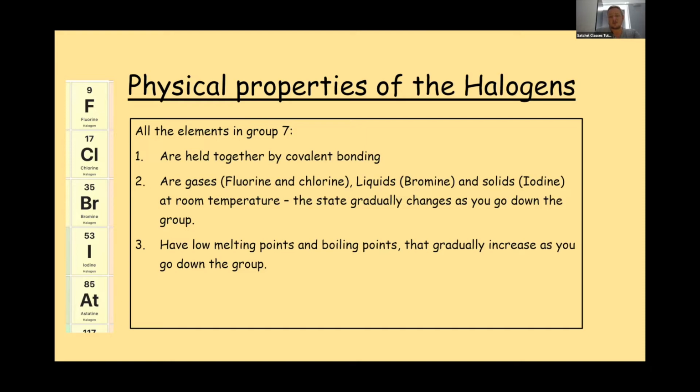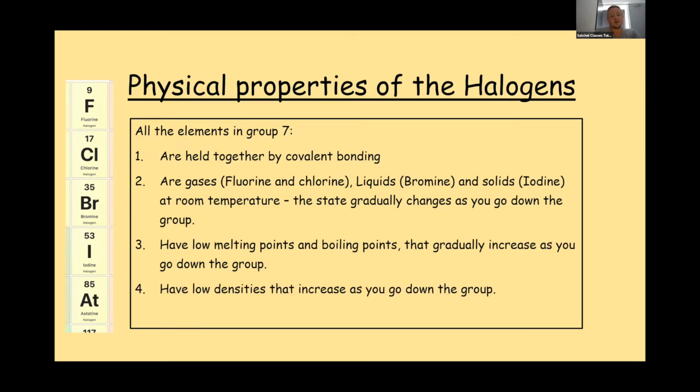They have low melting and boiling points that gradually increase as you go down the group, which is why the top of the group, fluorine and chlorine, are gases, bromine is a liquid, and iodine is a solid, because as you go down, it takes more than room temperature to heat them up to the point where they'll turn to a gas.